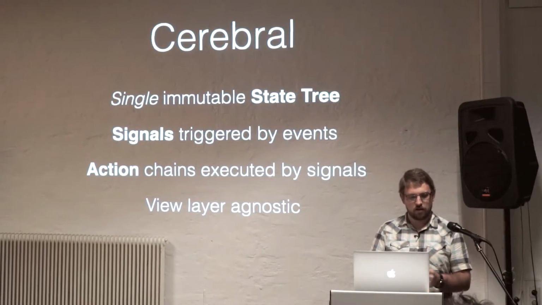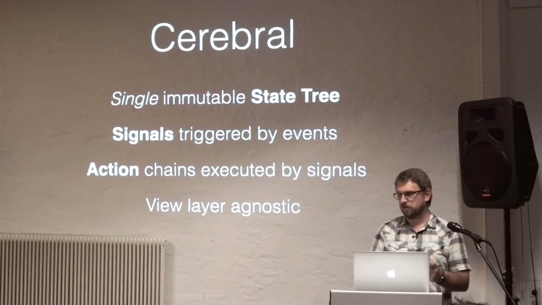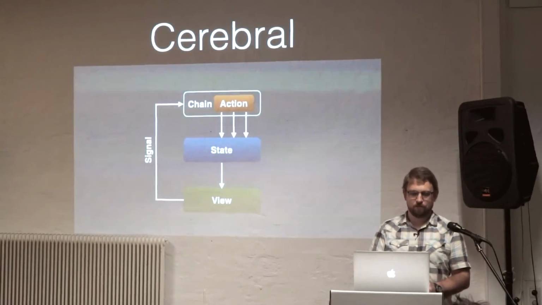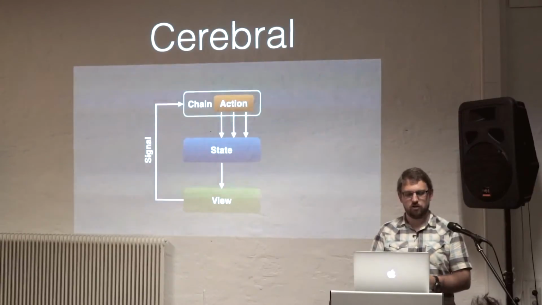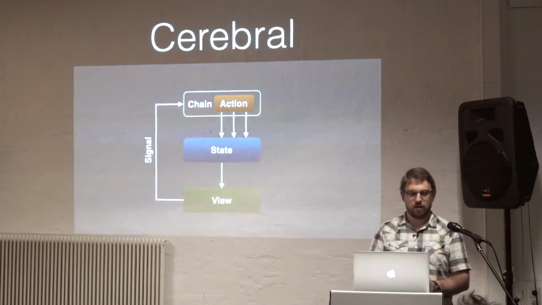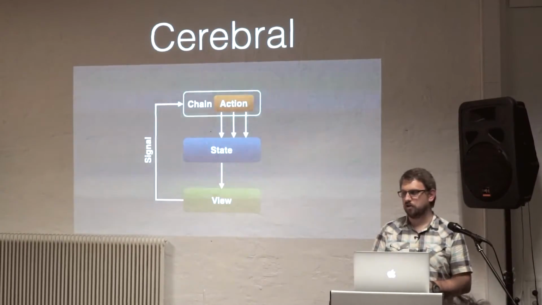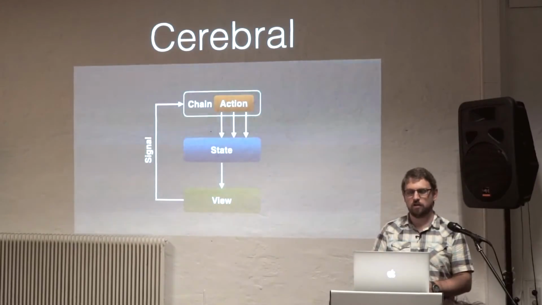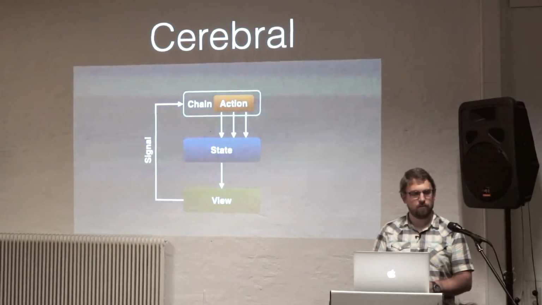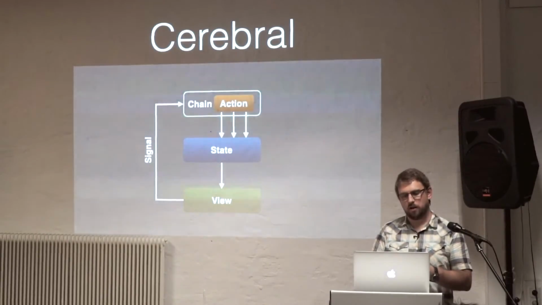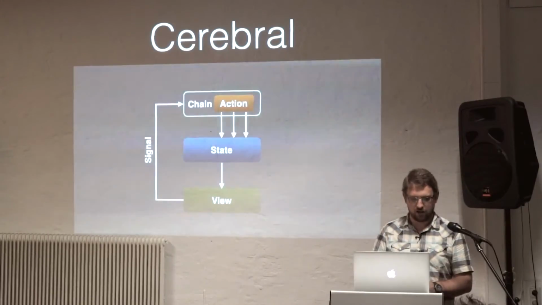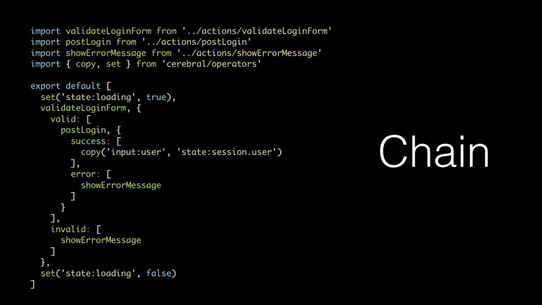And for a view layer, it integrates with React, Inferno, SnabbDOM. I think there was at one point an implementation that worked with Angular, but it was not really well maintained because we didn't have many people interested in that. But this is what it looks like. So we have a state. The state is used to render a view. The view will fire a signal, and the signal in turn will call a chain of actions, and each action can synchronously or asynchronously execute, and they have the option to mutate state, get state, call server operations as you wish. So this is an example chain.